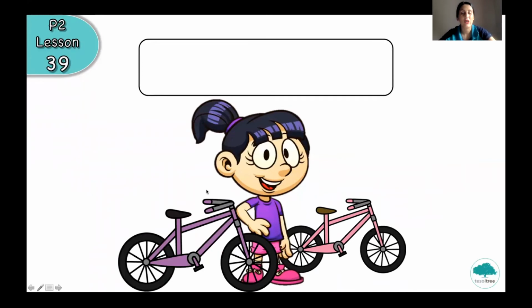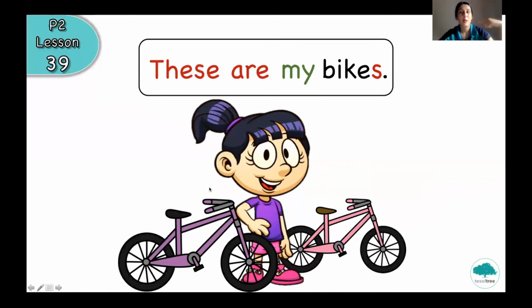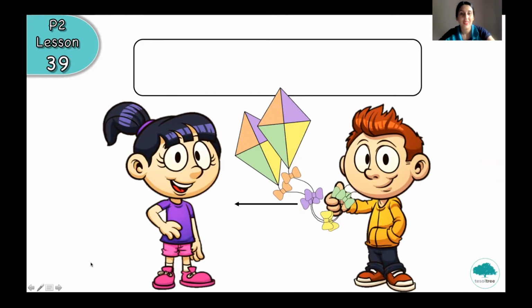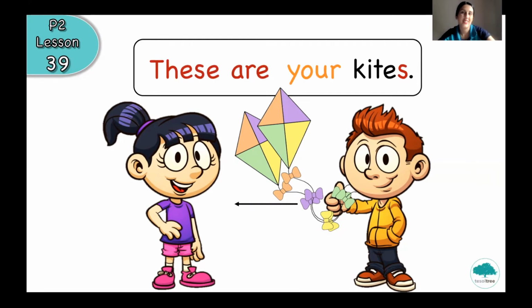Great. Now our girl has 2 bikes. So that's why she says, these are my bikes. She uses these are because there are 2 bikes. And she remembers about S, bikes. Okay, P2. Here, what do you see? Can you remember the name for that? Kites. The boy shows two kites and he shows that these are the girl's kites. That's why he says, these are your kites.